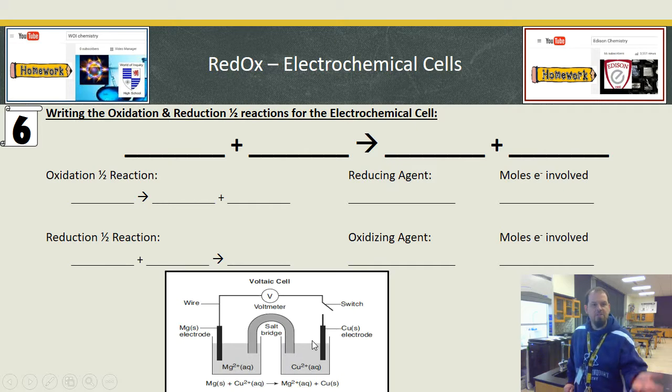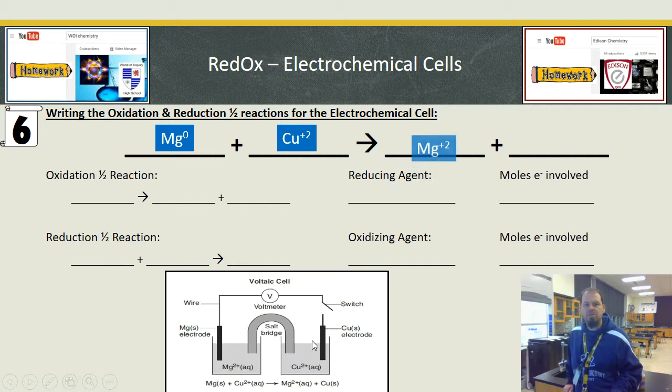Ready? So I'm going to bring that Mg solid up. Here it comes. And I'm going to put the 0 on right away because I know it's by itself. I got a Cu with a +2. The charge is already there for me. +2. I have an Mg with a +2, and I have a Cu with a 0.